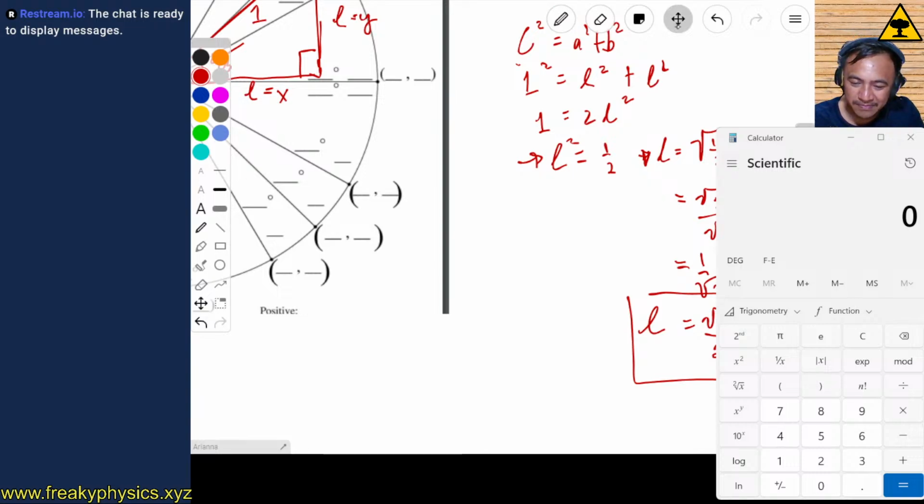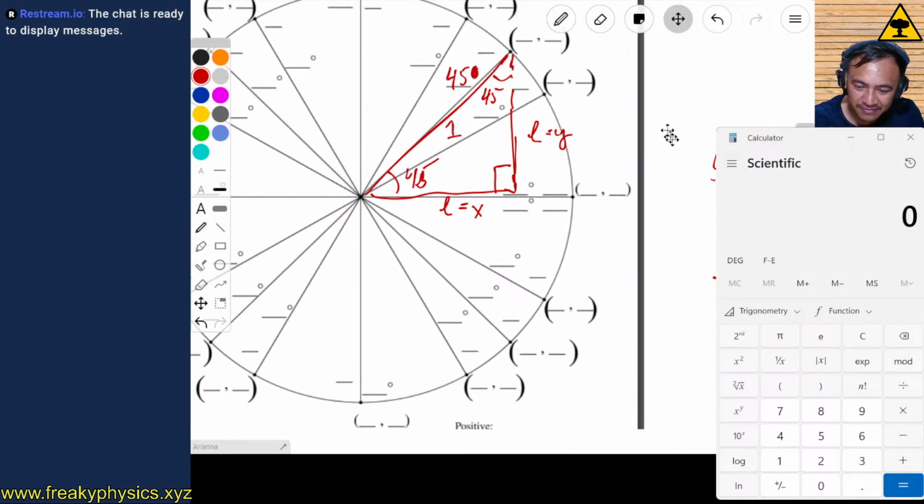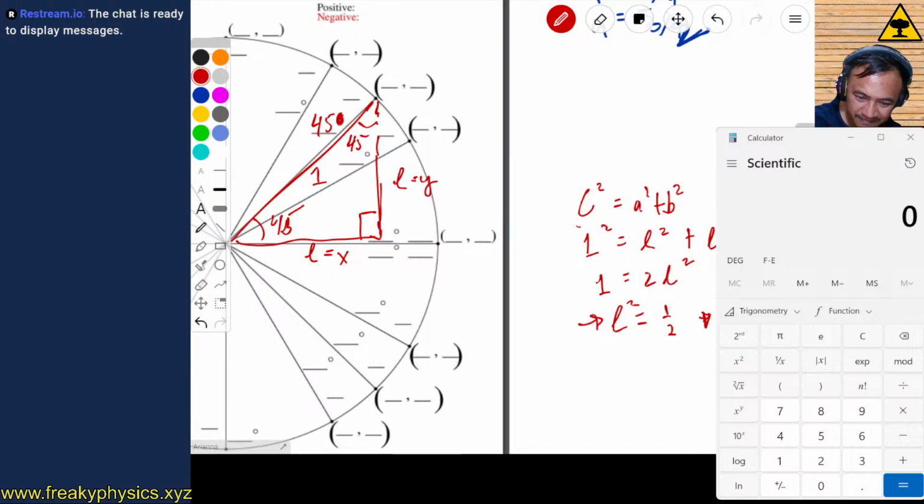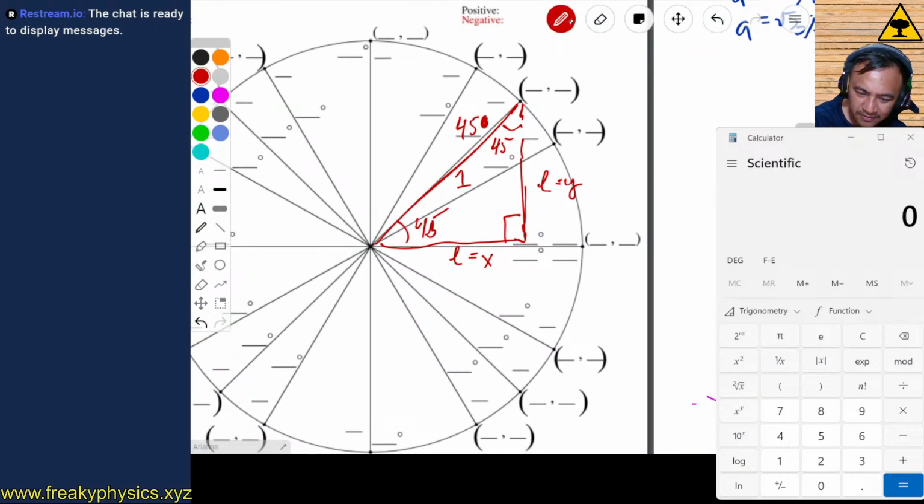So what does this mean? Let's go back to our unit circle. Then that means that the length x is equal to what? The square root of 2 over 2. Correct. Same thing with the y. This is going to be square root of 2 over 2, right?